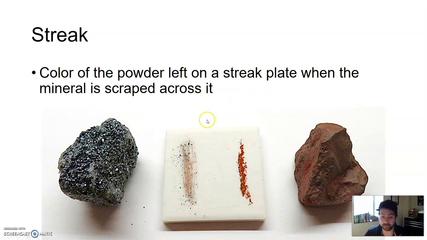So if you were to look at them, you're like, oh, these are different minerals. Well, actually, they're the same. Streak may have helped you figure that out. So that's why streak can be important. Sometimes, again, the streak is the same color of the mineral. Sometimes it's not.